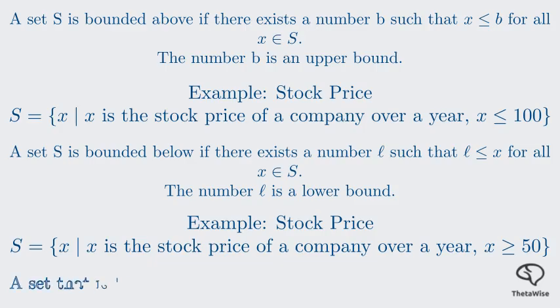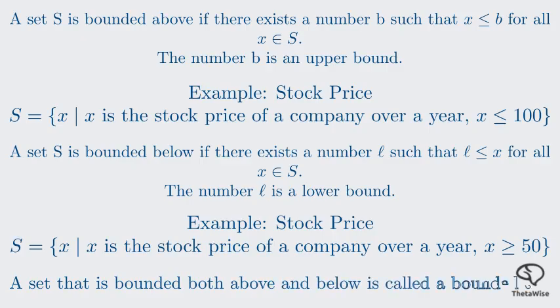A set that is bounded both above and below is simply called a bounded set. Our stock price example is a bounded set because it has both an upper and a lower bound. So a set is bounded if its values don't go off to infinity in either the positive or negative direction.